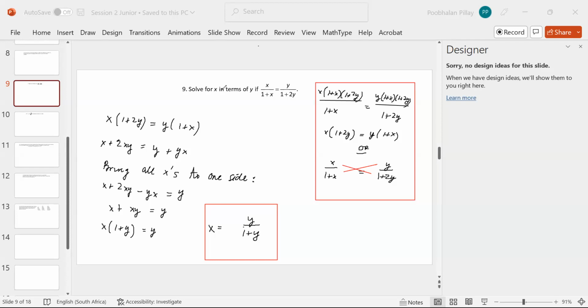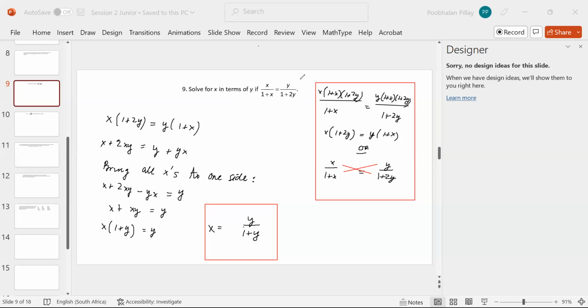Problem number 9. Solve for x in terms of y if x over 1 plus x equals y over 1 plus 2y. Now let's just analyze this. Solve for x in terms of y. In other words, we want to write down in the end x equals, and on the other side, you must have only y's. Then x will be in terms of y.